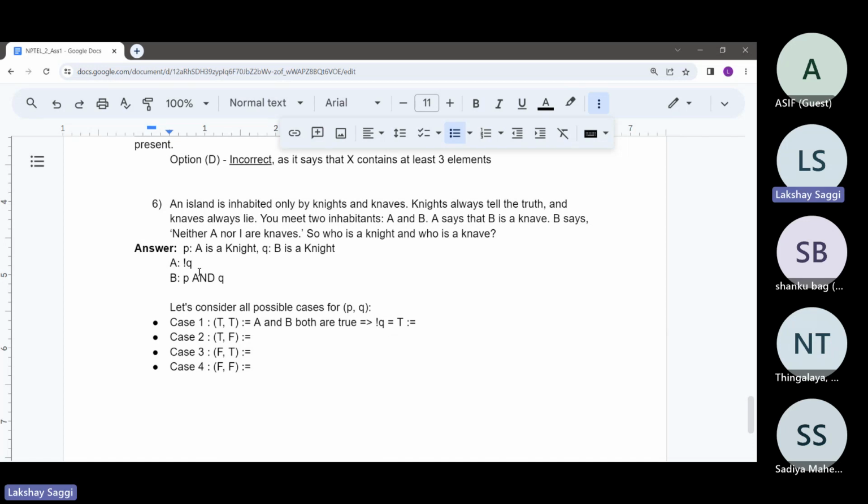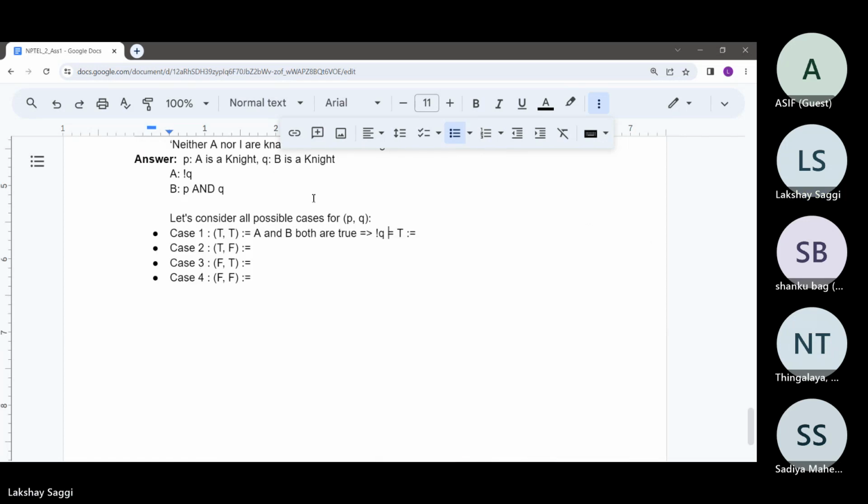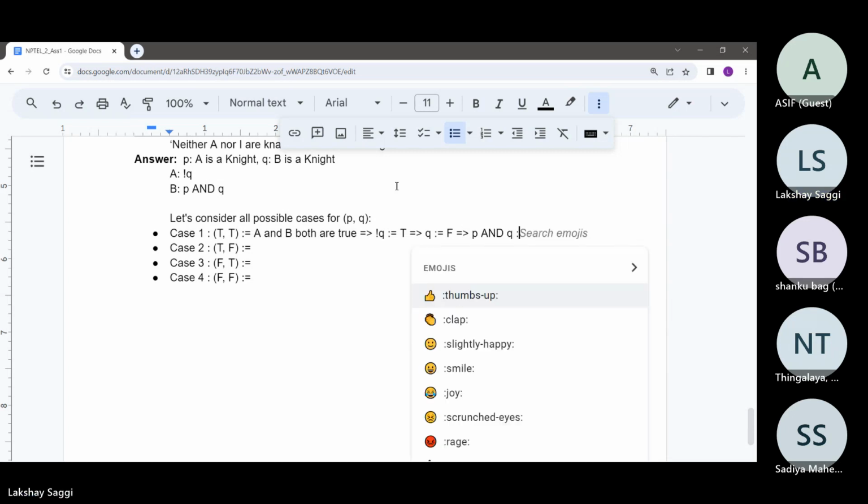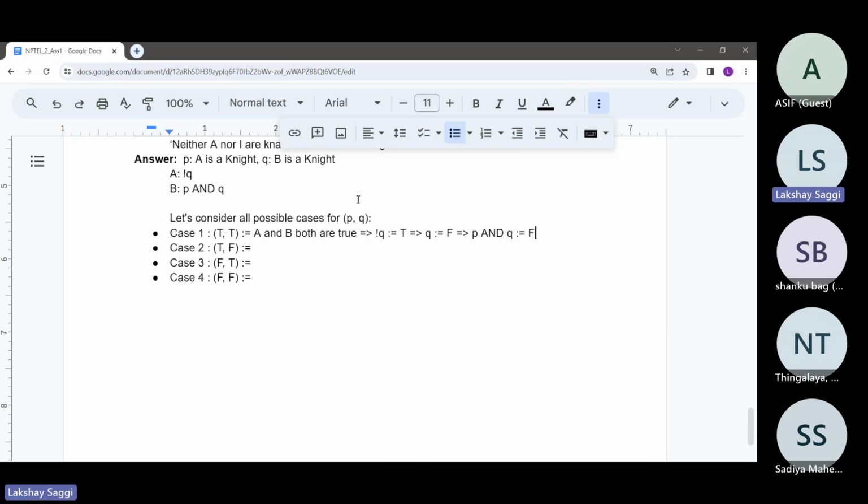Running out of notation. So basically, if A and B both are true, this means that A is true and B is true. So not Q is true, and this will mean that Q is false. But if Q is false, then P and Q will also be false, because Q is false.